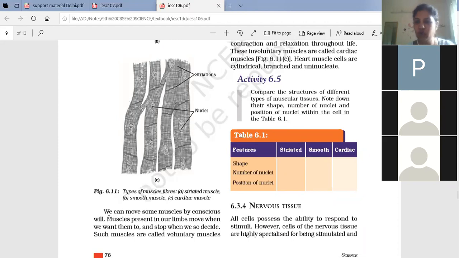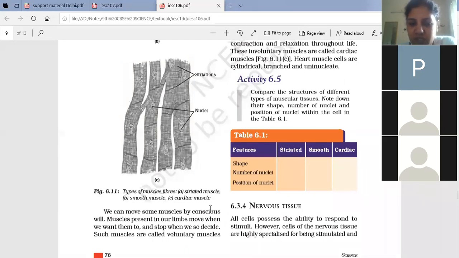That means according to our will, we can move them. So the actions which are under our control, by willpower, we can change the movements. Those actions are called voluntary actions. And some of the muscle fibers are under our control. According to our will, we can move them. So those are called voluntary muscles, and this voluntary function is performed by striated muscles. So striated muscles' main function is the voluntary actions, that is the movement of legs and hand muscles which are under control of our will.